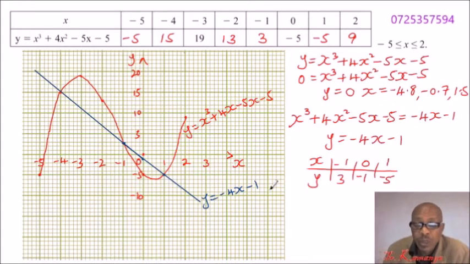Now, because we are supposed to solve the equation, we get the values of x where the two graphs cut each other. So the first one is here, x is equal to minus 4. The other point that the two graphs cut each other is minus 1, and the last point is 1. So these are the values that satisfy this equation, which we have been told to solve. And that is how you work out that question.